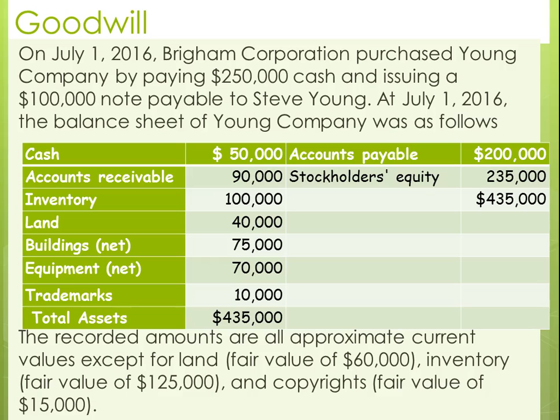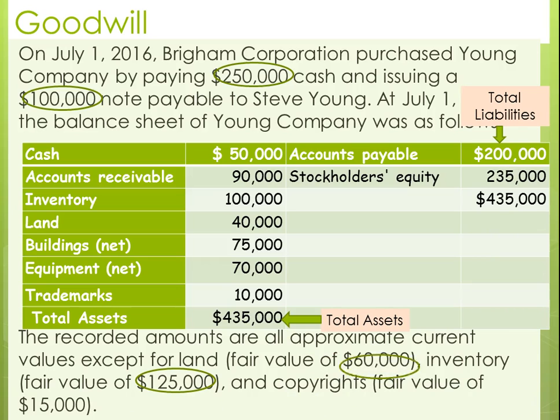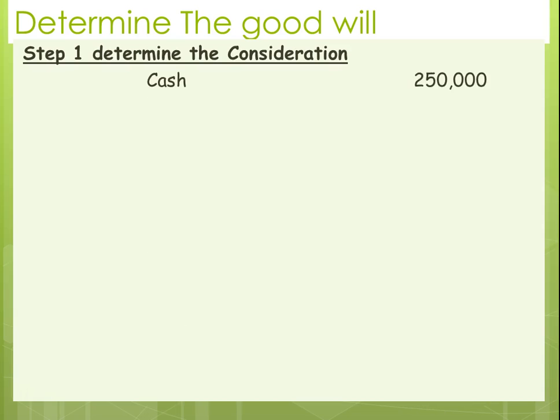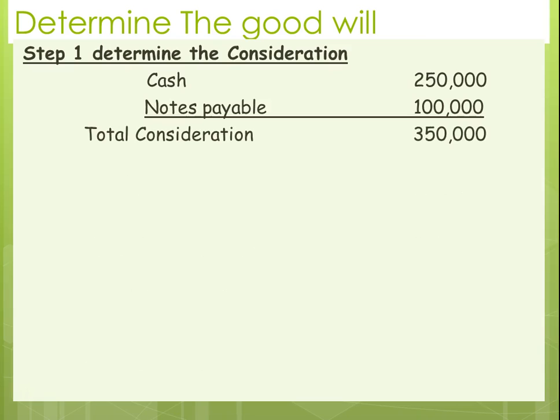So now we can figure out, is there any goodwill? So again, we need to look at all this information. We need it in order to figure this out. And so now we're going to determine, and if you ever take advanced accounting, we spend a lot of time on consolidations. So step one is you determine, what did you give? Call the consideration. Well, we gave cash of $250,000. We had a notes payable of $100,000, and we had total consideration of $350,000.